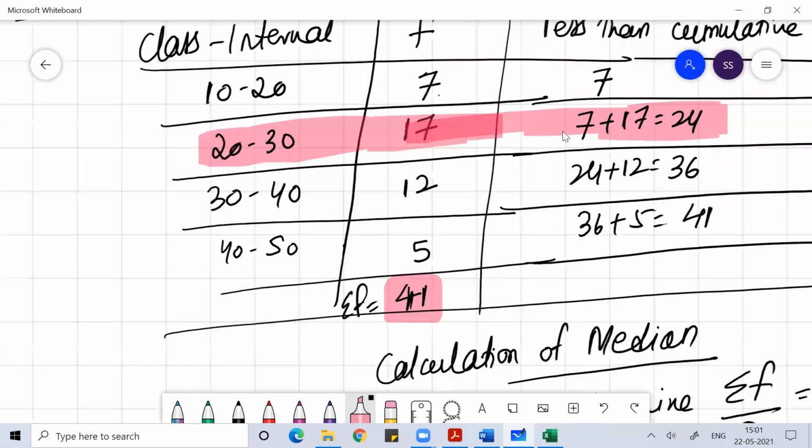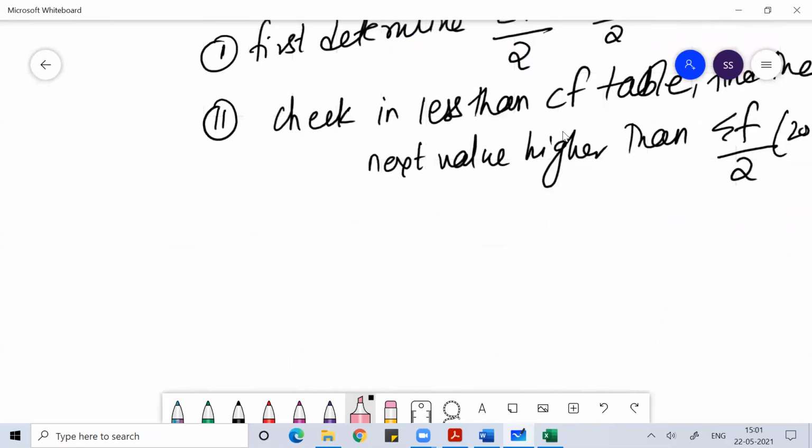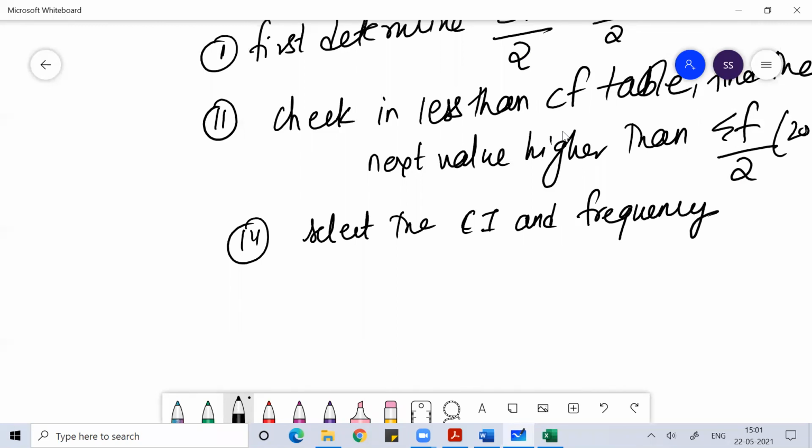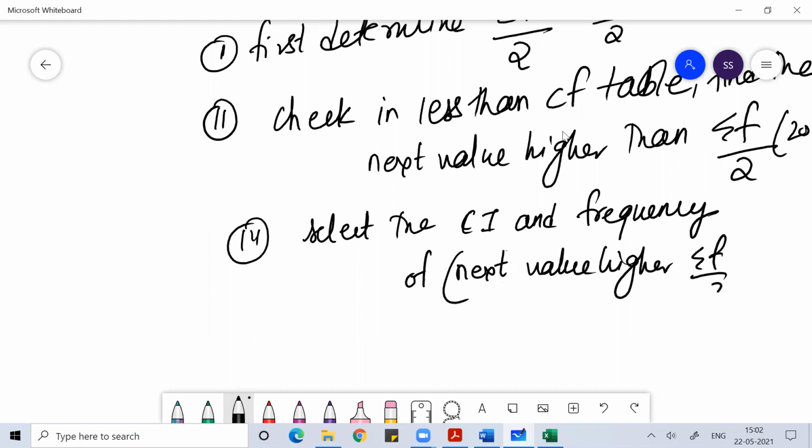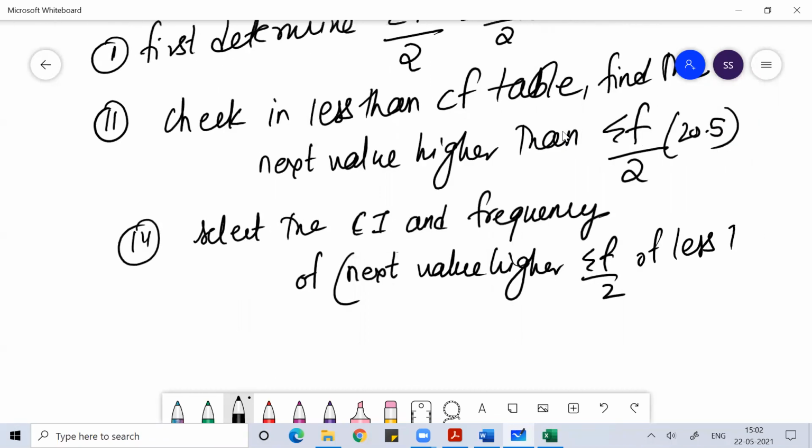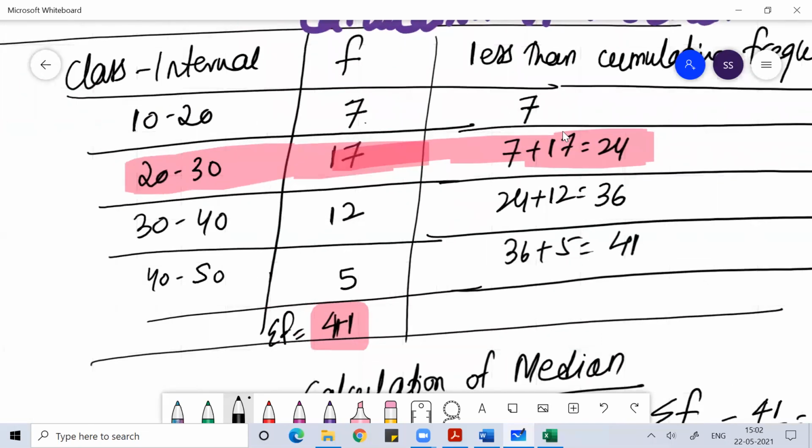Once you get that value, I hope you people understand until now. Select the class interval and frequency of the next value higher than sum of f by 2 in the less than cumulative frequency table. I hope you understood what I'm telling you. Select this range. Can you understand? This means the median lies in this range.